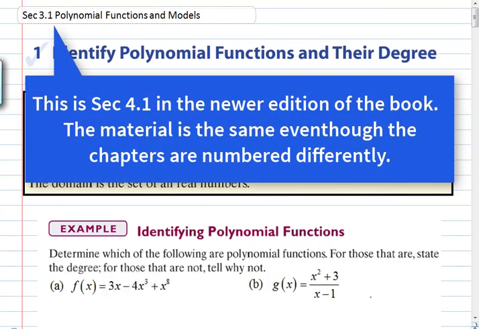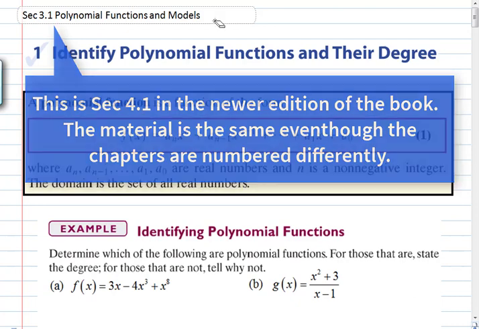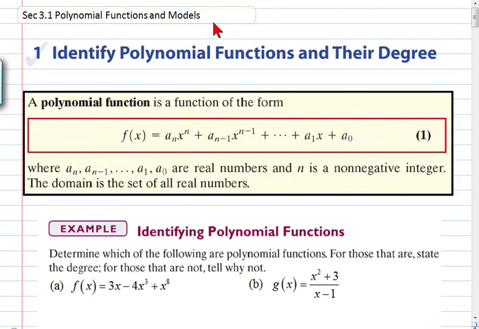This section should be review of college algebra. You should have seen this stuff somewhere in your past. This is polynomial functions and models. So the first objective here is to be able to identify a polynomial function and their degrees.